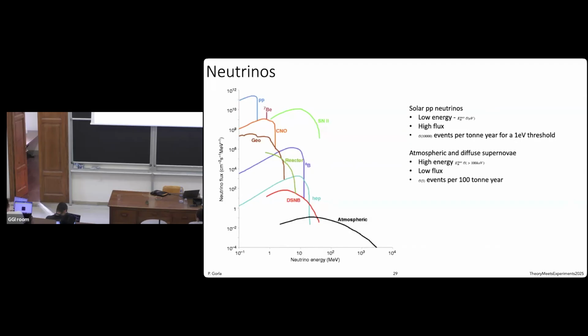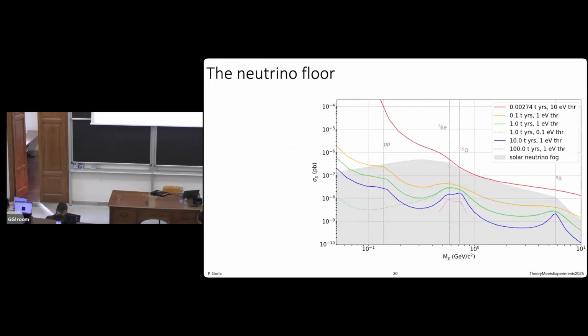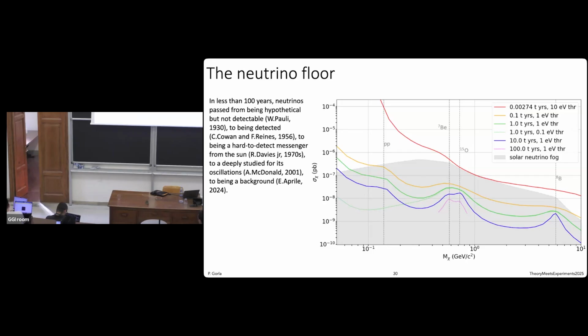So you are of the order of a few events per 100 ton year. So you have a balance going up this curve of what you can see, but you have to live with this. This is the so-called neutrino floor expectation, where these curves are where you have to expect to see the first neutrino event in your detector.